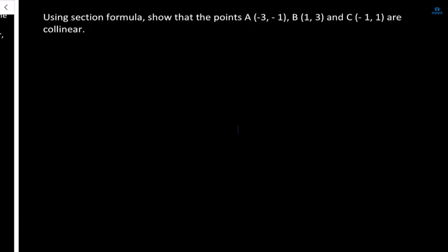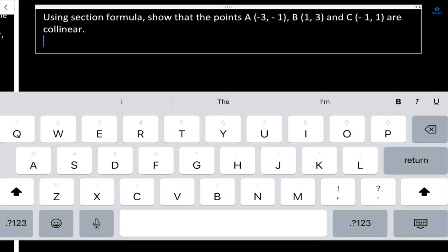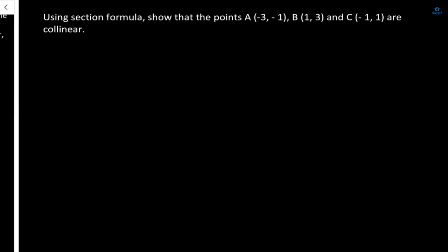Now let's see this question. Using the section formula, find whether the points A(-3, 1), B(1, 3) and C(-1, 1) are collinear. So you need to check that these points are collinear. How can you check that?